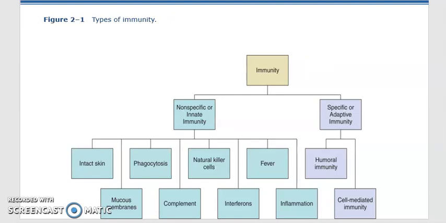So this is a flow chart of those different parts of our immune system. So we're going to be talking about our nonspecific or innate immunity first. We're going to talk about each one of these parts of our nonspecific innate immunity. Then we're going to go through and we're going to talk about our specific or adaptive immunity in this lecture series. So this is where we'll start next time.